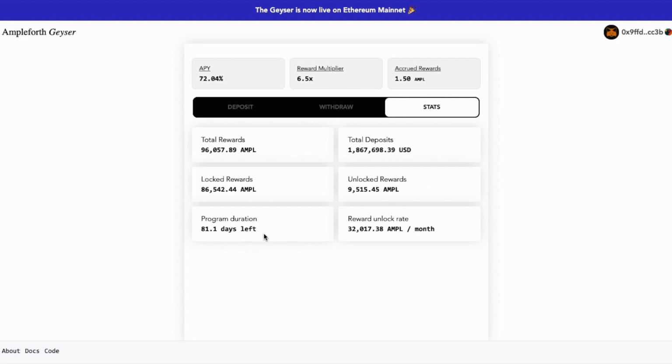These bottom two metrics are pretty straightforward. Program duration is how many days are left in this pilot program. There's approximately 81.1 days left in the Geyser pilot. However, the Ampleforth team has been pretty outspoken about continuing this program well after the pilot is completed. Now, the reward unlock rate is 32,017.38 Ample per month, and it shows how much Ample is unlocked from the locked rewards and goes into the unlocked rewards pool.